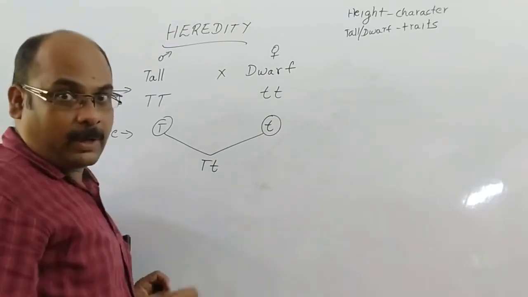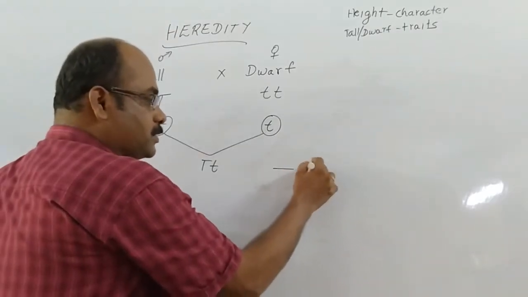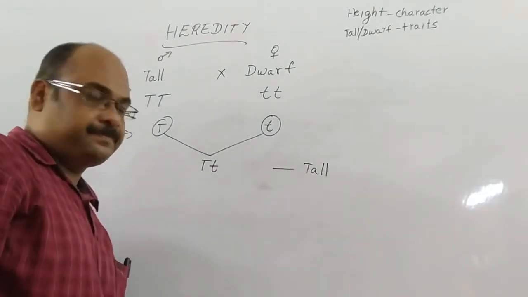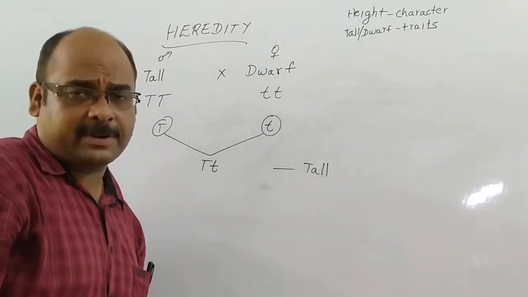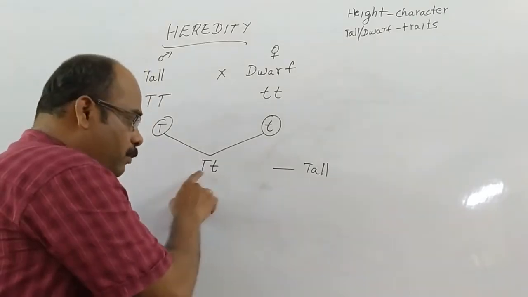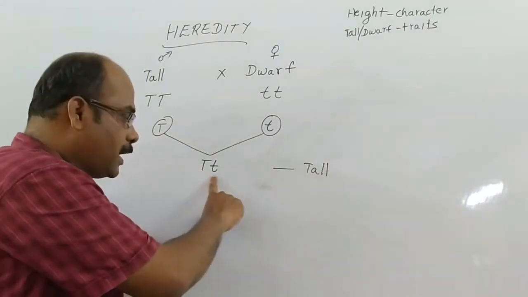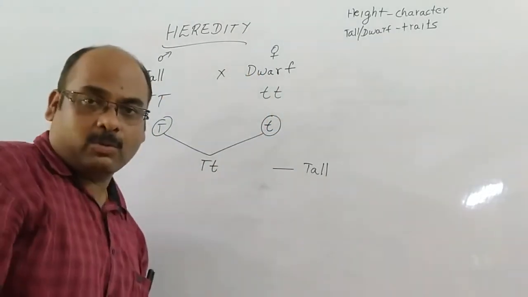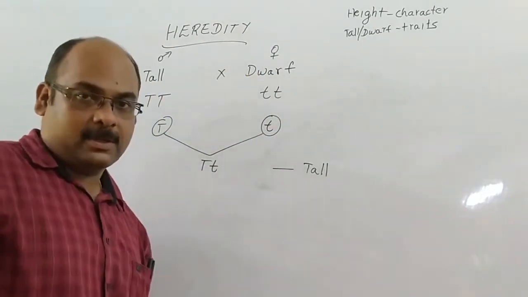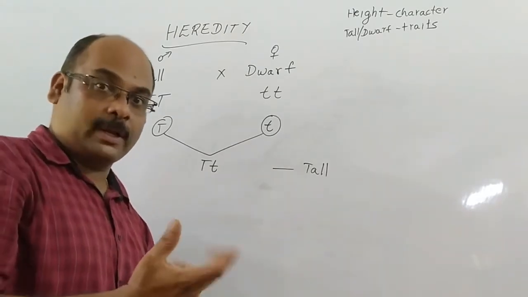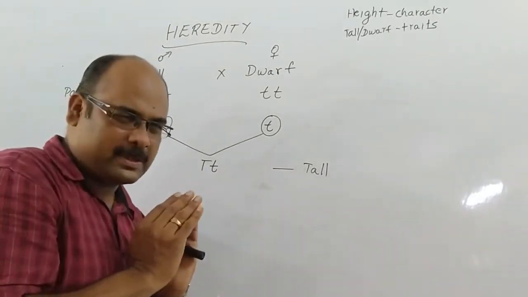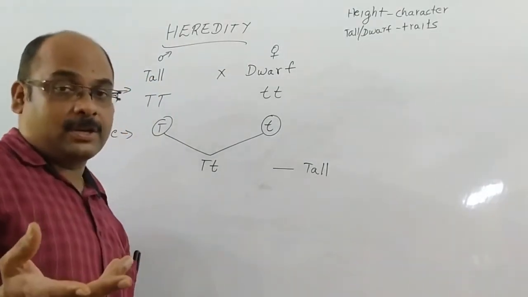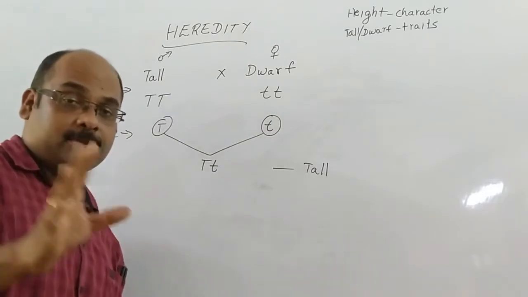And what will be the phenotype? What will be the physical expression? It is tall. This organism is tall, meaning the dwarf trait is not shown here. Why is it tall? Because capital T is responsible for tall and small t is responsible for dwarf, so the capital T expresses. The one which expresses is called dominant, and the one which doesn't express, or is suppressed, is called recessive. So here capital T is the dominant gene and small t is the recessive gene.